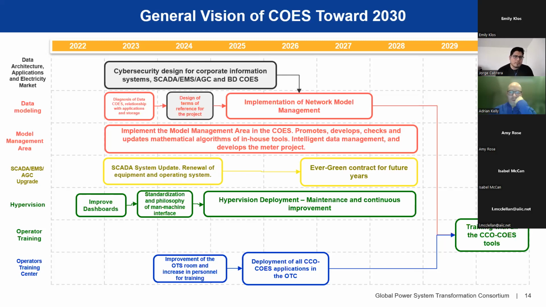This has not to be only a room, we have to be a whole building that has to improve and increase the personnel for the training, deployment of all the control room COES applications in the OTC. And the last part of this plan is to train all our operators with all the control room tools.